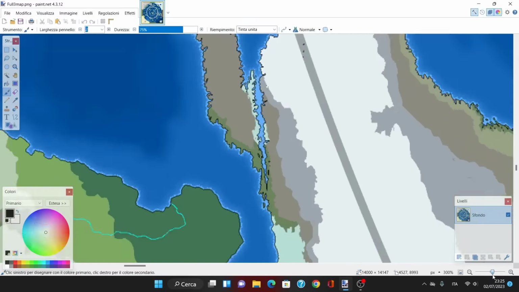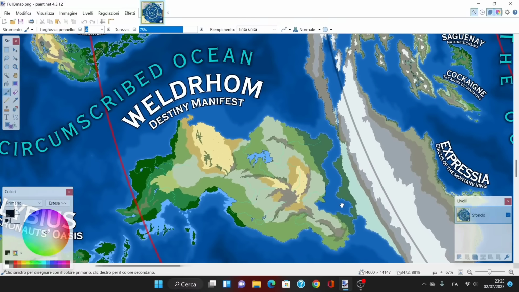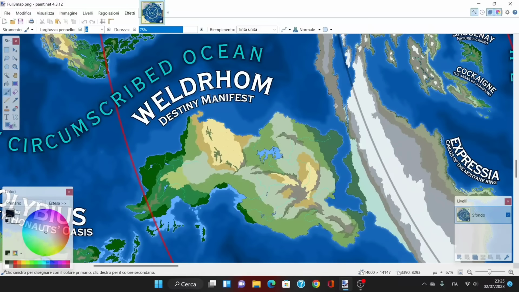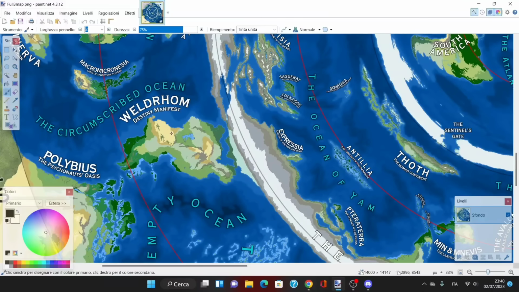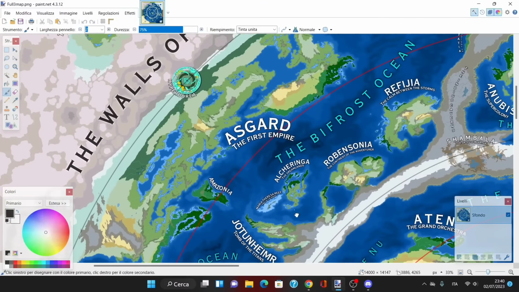And you will encounter the continent of Weldhorn, the Manifest Destiny continent. But then again, we don't really have to talk about Weldhorn now. We still have to learn a lot of information. Like myself, I need to learn about this information. So Weldhorn is a part that I don't know. What I do know is Asgard.